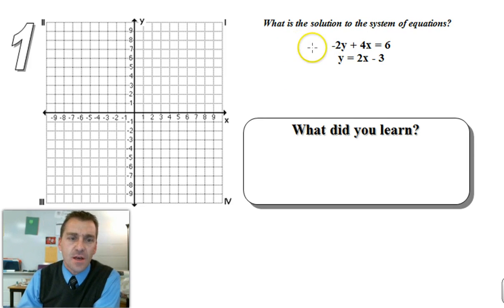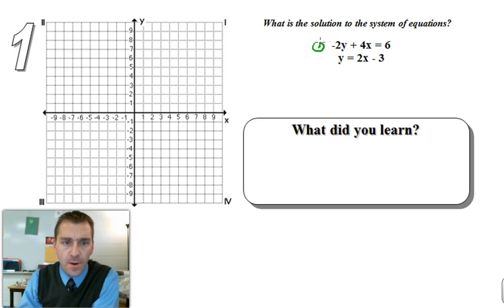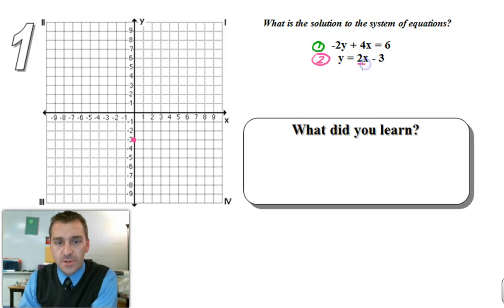So let's do this. Let me change my color here. Let's make this equation number 1. I'm going to make that one green when I graph it. This one right here, I'm going to make equation 2, and I'm going to make it pink when I graph it. So I'm going to do this one first. Why? Because it's already in slope-intercept form. It's a little easier. So I'll put a dot here on -3. That's my y-intercept. And then I'm going to use my slope, 2 over 1.